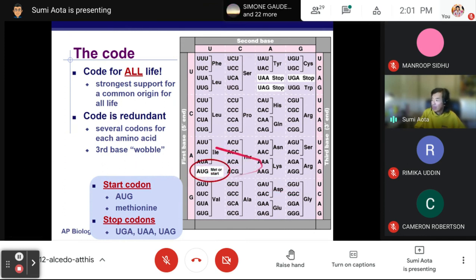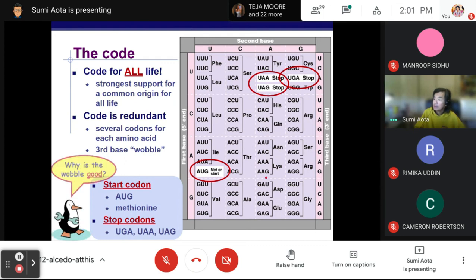So methionine is special, as are the 3 stop codons. We've already discussed why wobble is good.